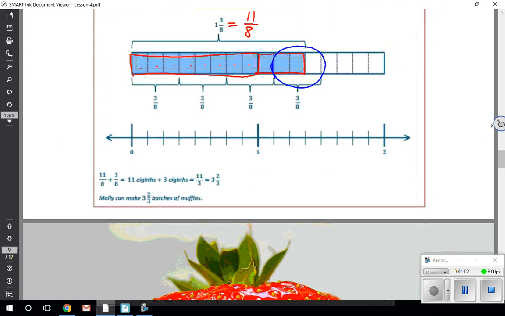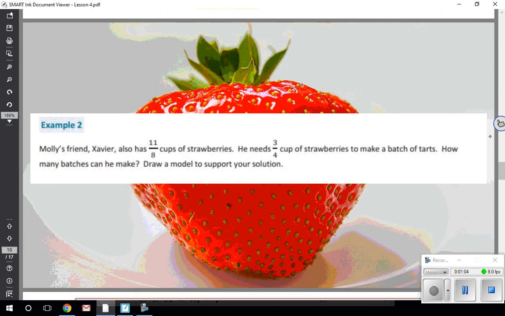So if I take a look at what we did today, today we had a similar problem. Molly's friend Xavier also has 11/8 cups of strawberries, and he needs 3/4 cups to make a batch of tarts. How many batches can he make? Draw a model to support your solution.